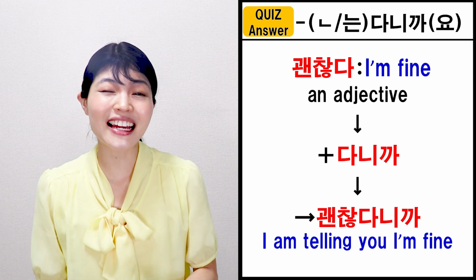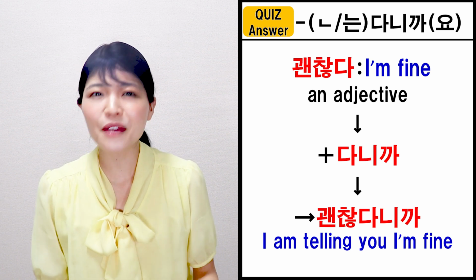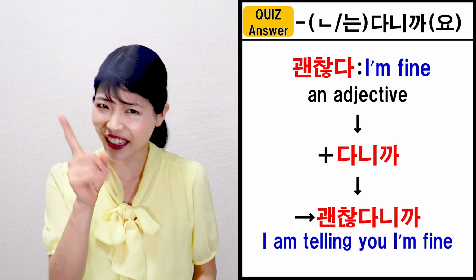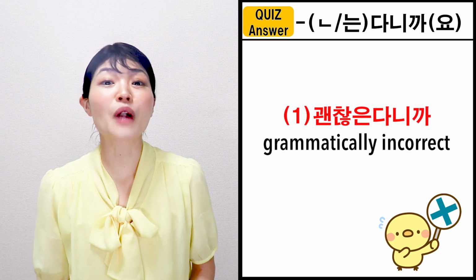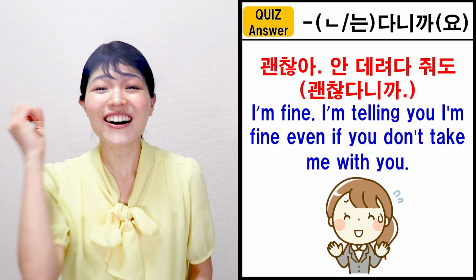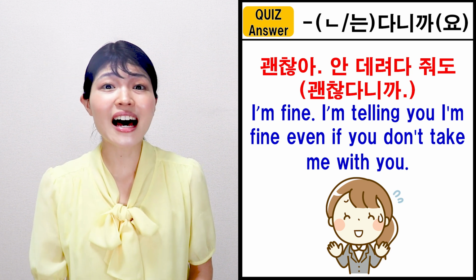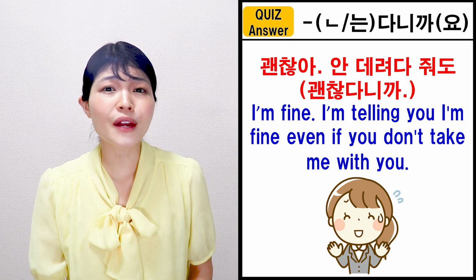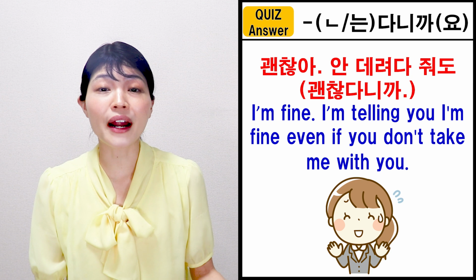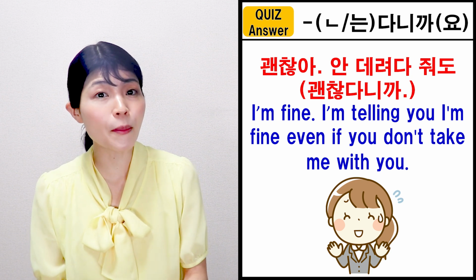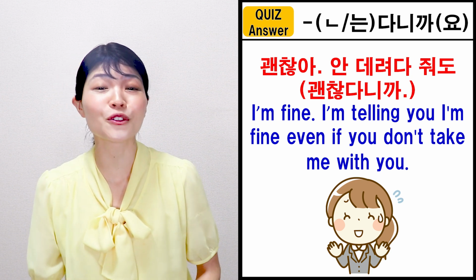Usually if a girl is saying this, she is not okay most of the time. So be careful. Number 1 is grammatically incorrect. Okay? Now let's read it together. 괜찮아. 안 데려다 줘도 괜찮다니까? Please try to read it so that you can properly express your feelings to your friends.